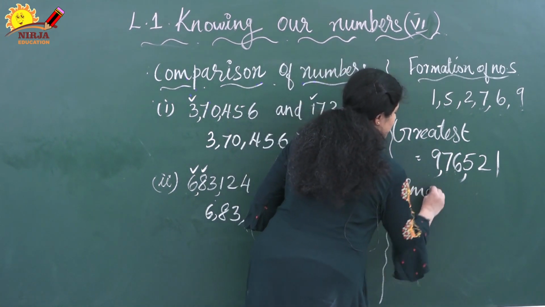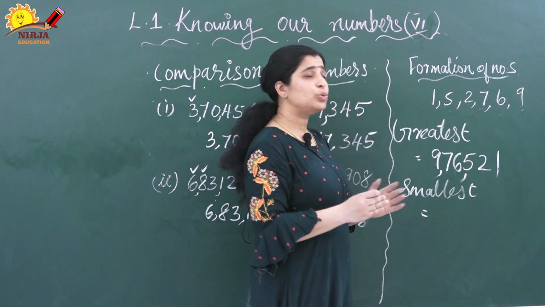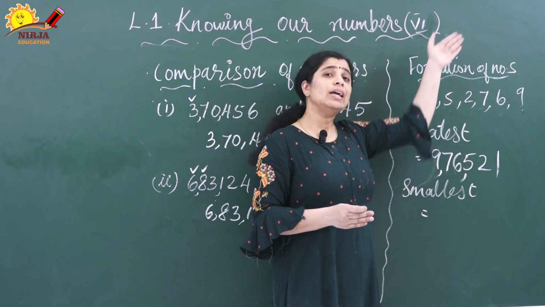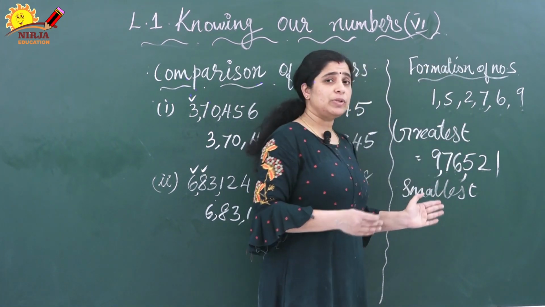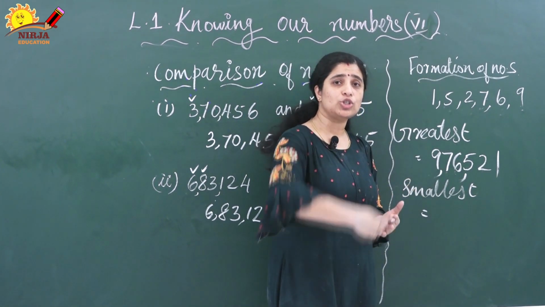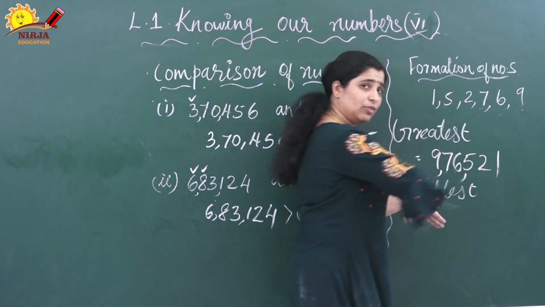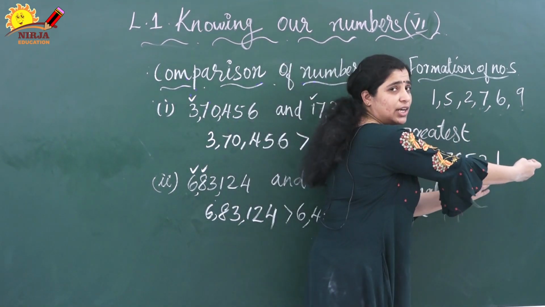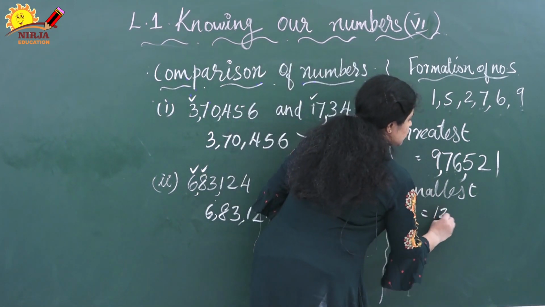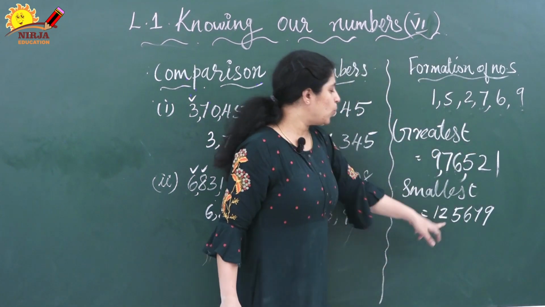You have to form the smallest 6 digit number. You have to do the reverse of this. For greatest we have written in descending order. Smallest means you have to write in ascending order. Ascending means from smaller to bigger. You can write the reverse of this only. If this is in descending order, this way it will be ascending order. So 1, 2, 5, 6, 7, 9.